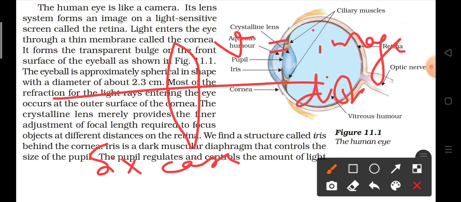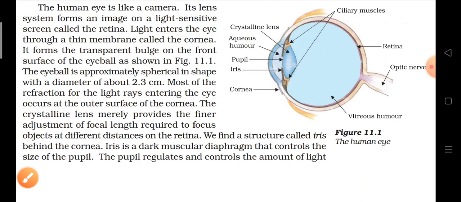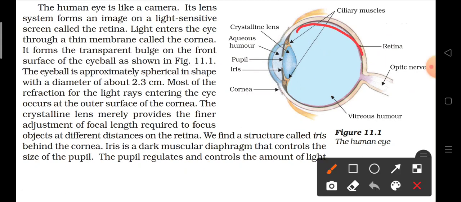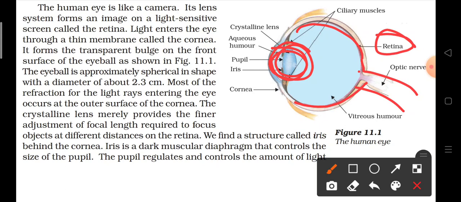So we are able to see the image at different positions, but here we have to see the image on the retina only. So basically in the eye we have to control the focal length of this convex lens so that the image always forms on the retina. This is the most important part.